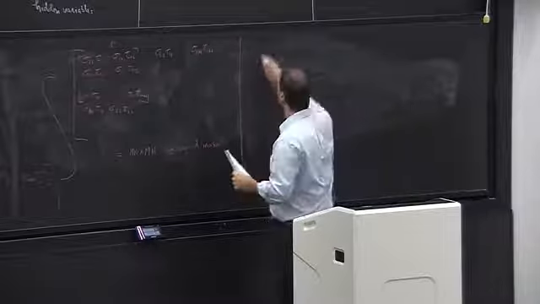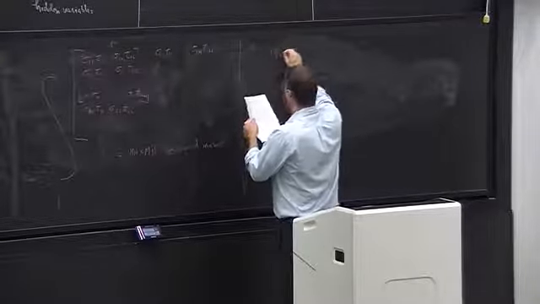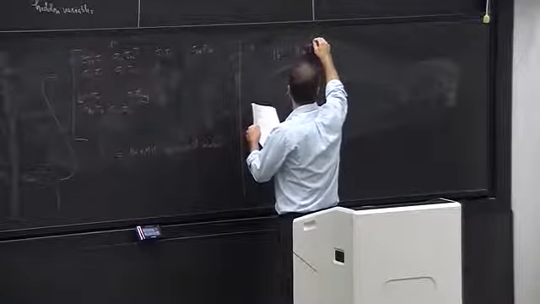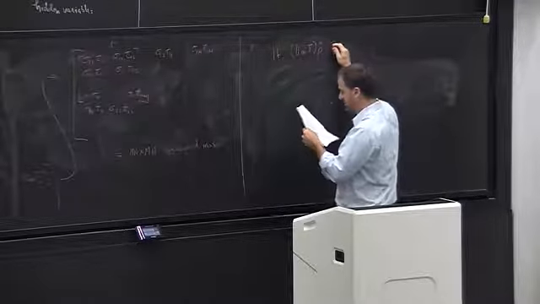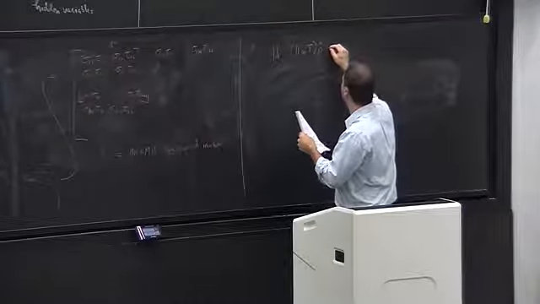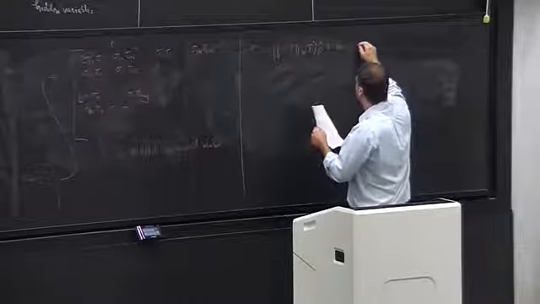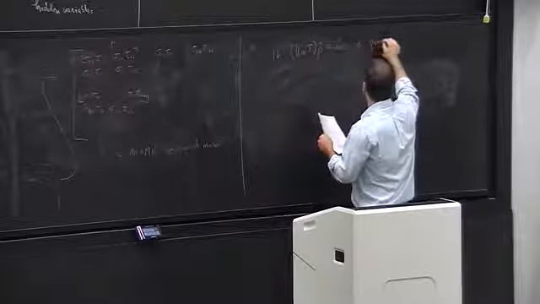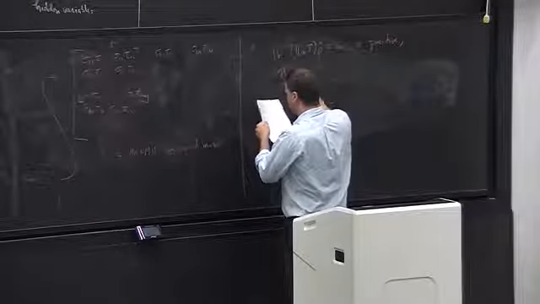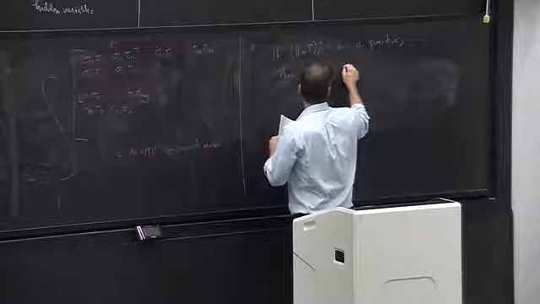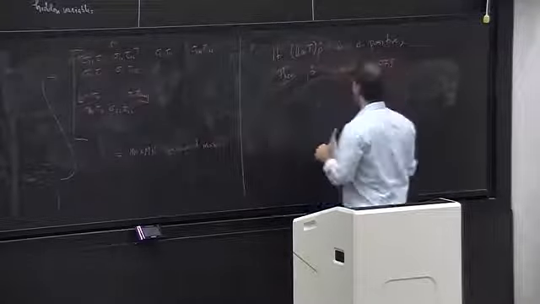So the point is, now we know how to do it. If identity cross T acting on rho gives us a new density operator, let's call it omega, and if this matrix is positive, then rho is called PPT. It has positive partial transpose.